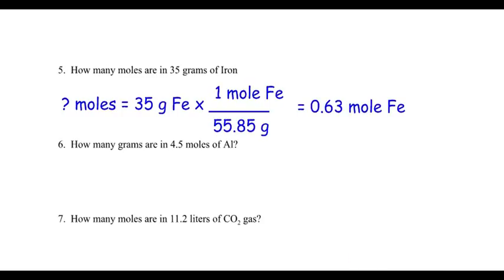So why don't you go ahead, pause this, and do number 6 totally on your own. You probably have to look back on the front again and figure this one out. So go ahead and pause this.